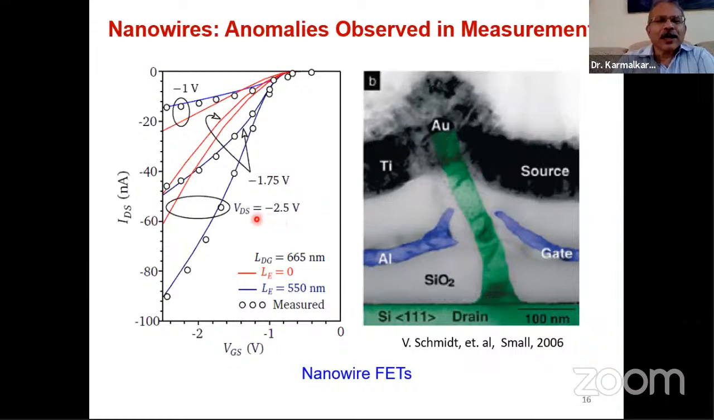Let us say you keep the drain to source voltage constant at minus 2.5 volts, or minus 1.75 volts, or minus 1 volt, and vary the gate to source voltage, that is the voltage between these two. Then you will sweep a curve. Those are the curves for different drain to source voltages. Now, what is shown here is that in this device, when the current voltage curve was measured, you got these blue curves.